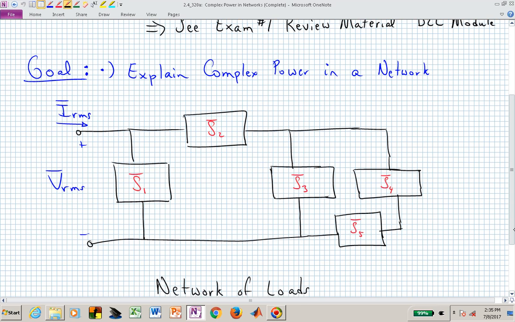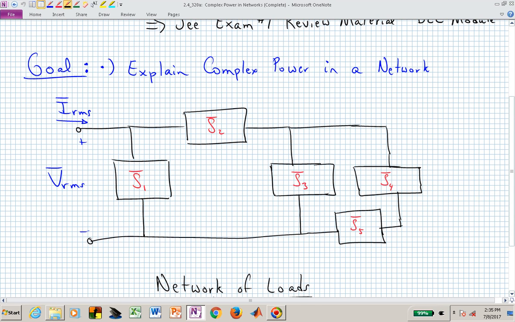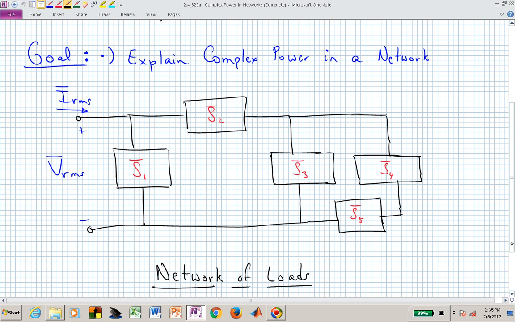What we want to work through today is really just a formula, or the concept of how you find the complex power in an interconnected network or a network of loads. Is that easy to do? How much analysis is involved if we have S sub 1 all the way up through S sub 5 and they're interconnected in different ways, parallel, series, etc.? How can we find the total complex power of that interconnected network?